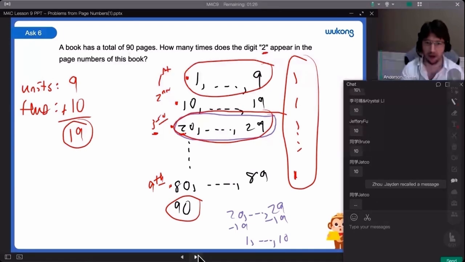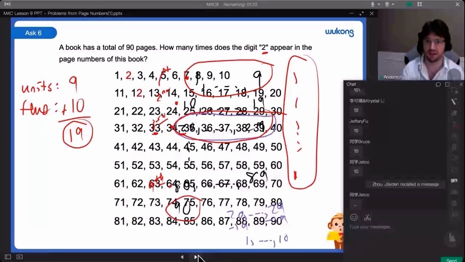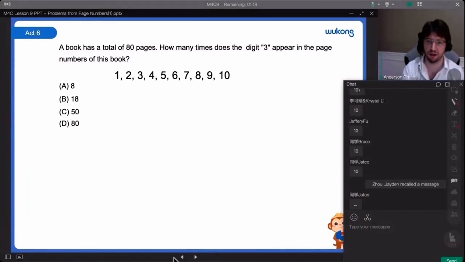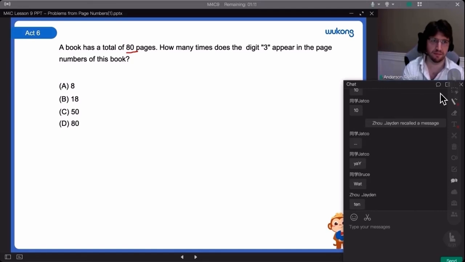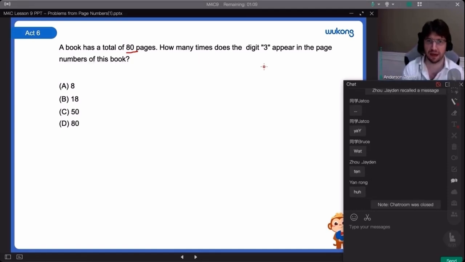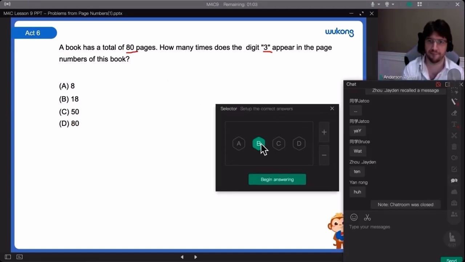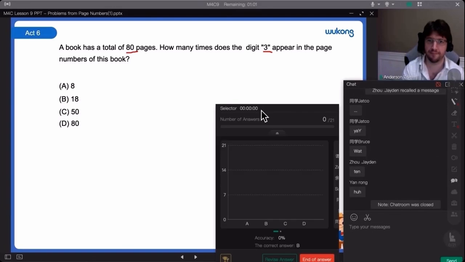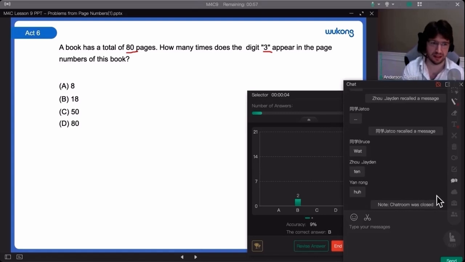All right, so let's try this one more time. That's what we just did, but there are all 19. All right, so a book has a total of 80 pages this time. How many times does the digit 3 appear? All right, there we go. This will be the last problem today because we're almost out of time.